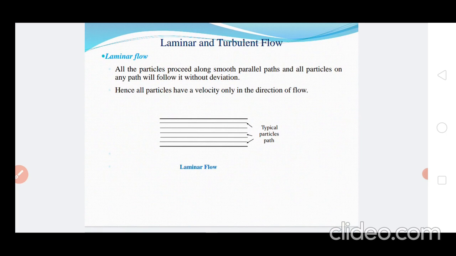Now laminar and turbulent flow. What is the definition of laminar and turbulent flow? Laminar flow means all the particles proceed along smooth parallel paths. That means all particles have a definite path. That means the path of the particles have a velocity only in the direction of flow.